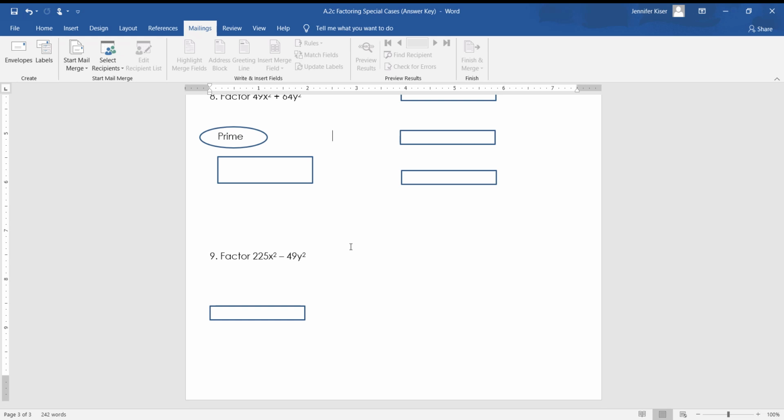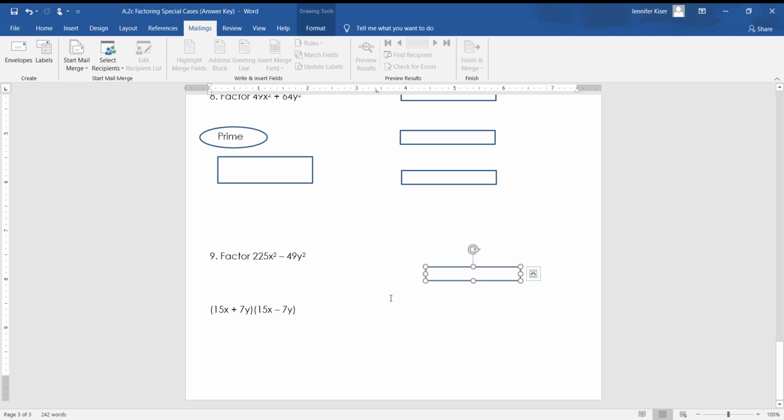So I just check to make sure these are both perfect squares, and then they are subtracting here, so that's good. So you can go and write your parentheses, because the square root of 225x squared would be 15x, and then the square root of the 49y squared would be 7y. And then you'll have 1 plus and 1 minus there then. So that'd be your answer then.